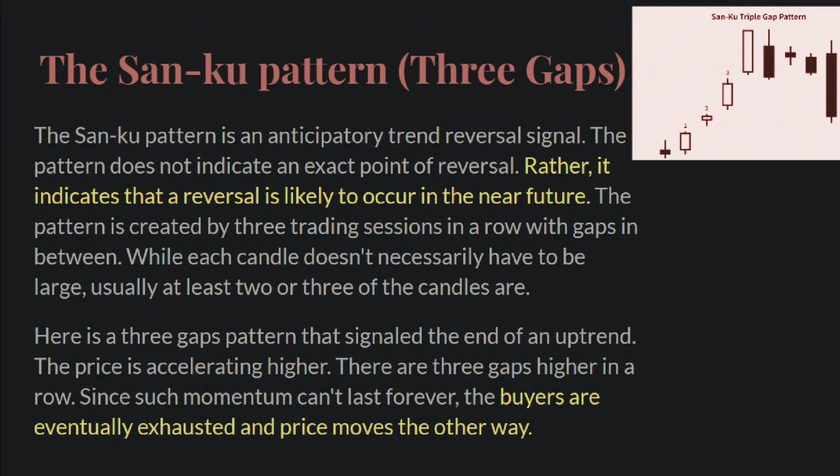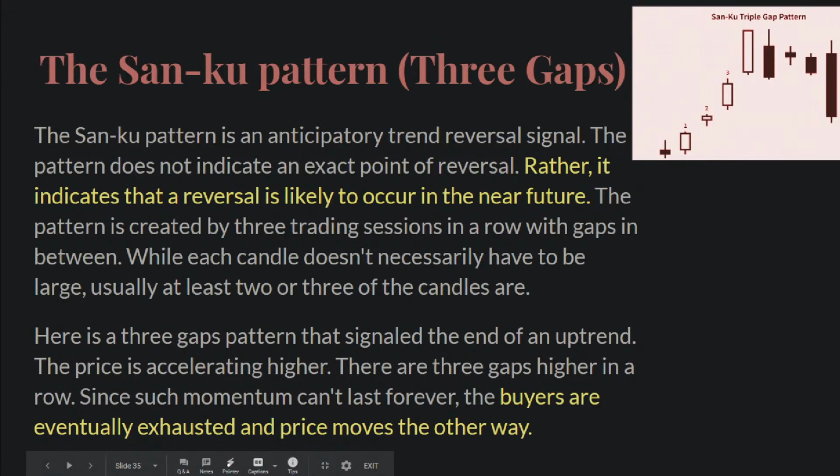So the San-Q pattern is an anticipatory trend reversal signal, and the pattern does not indicate an exact point of reversal. Rather, it indicates that the reversal is likely to occur in the near future. So it's not an exact this is going to happen as a result of seeing this. It's, hey, let's watch out. Where's that next resistance? Where's our next bearish divergence going to confirm for us that our resistance is going to be holding?